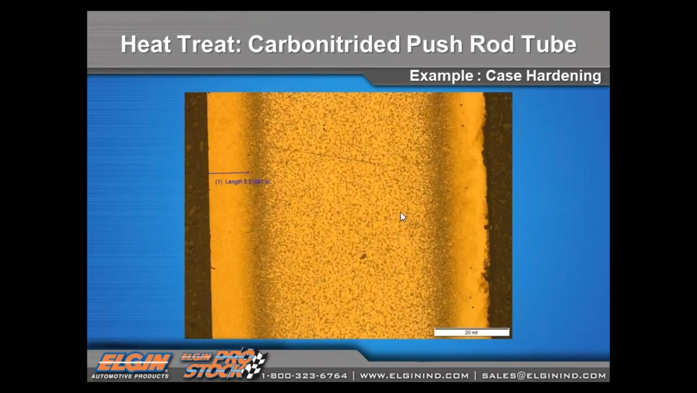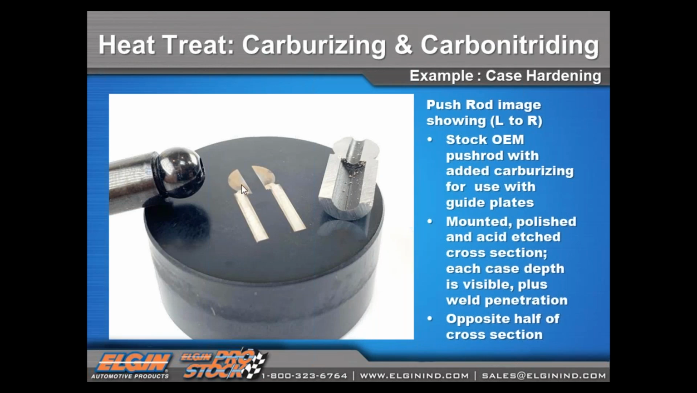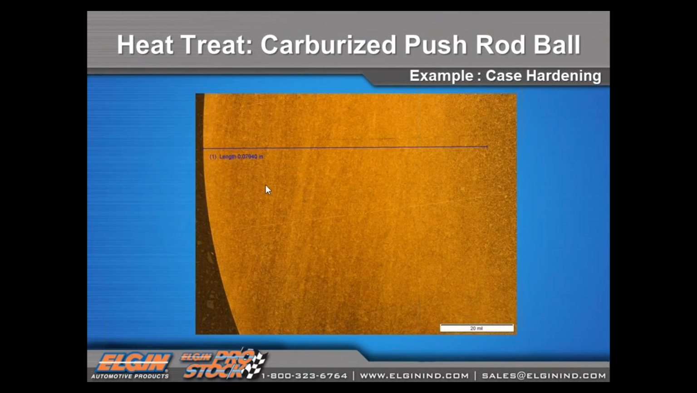Contrasting that, going back again to our picture here, the ball's got the deeper case on it, which is carburized. The structure for the ball will look like this. And you can see the microstructure of the case is very consistent, similar all the way into about 80 thousandths deep. And then it starts to go to the core material.